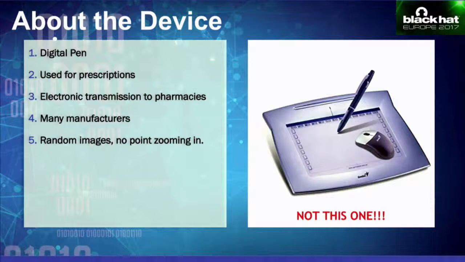This is the first device that we looked at. It was essentially a digital pen. Doctors use it to write prescriptions, which are then electronically transferred to the pharmacies, so patients can directly go to the pharmacies and get their medicine. There are tons of manufacturers that make these devices. We only looked at one of them. This is just a random image from the internet. In fact, most of the images in here are random from the internet. They don't mean anything.